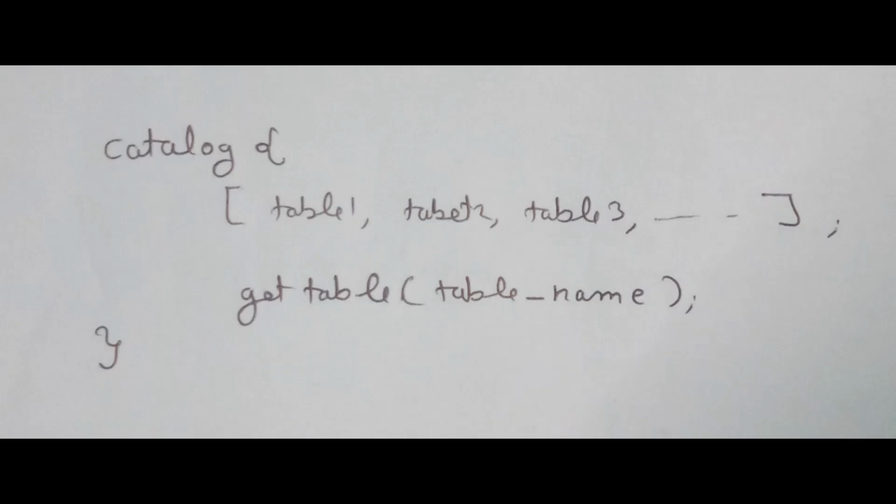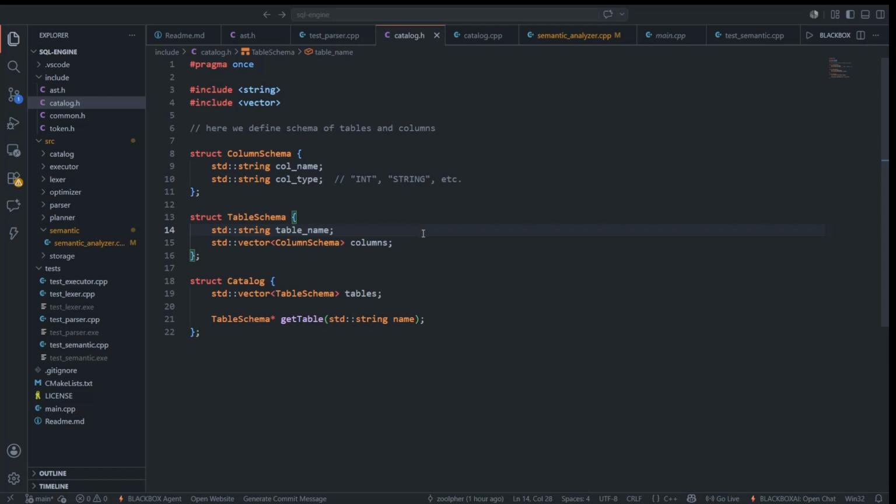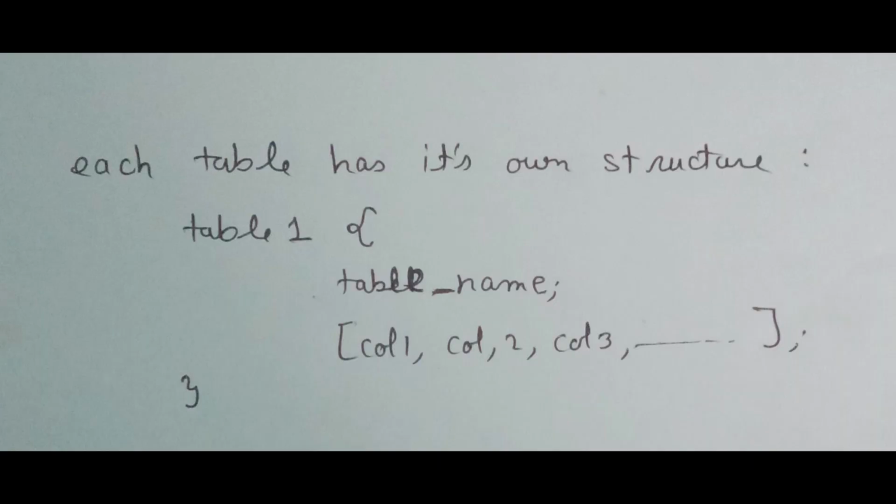Here in this diagram, let us first start from the catalog. What does the catalog store? It stores the tables, a vector of tables, and we have declared a function get table to get the table names, right? And after the catalog we have the table schema. Now what does the table schema do? It stores the table name as well as a vector of all the columns.